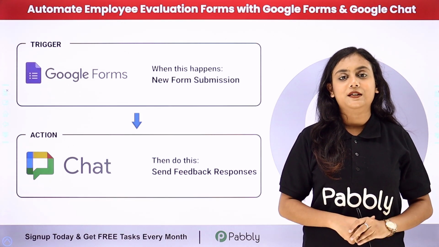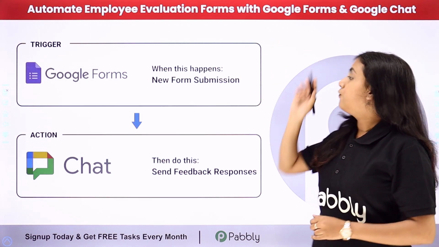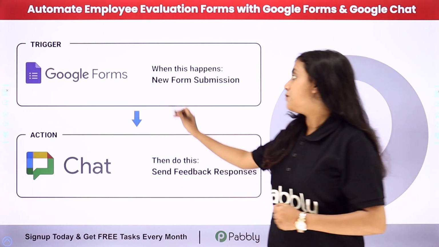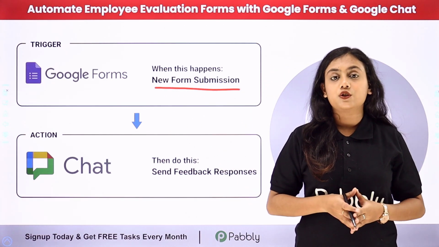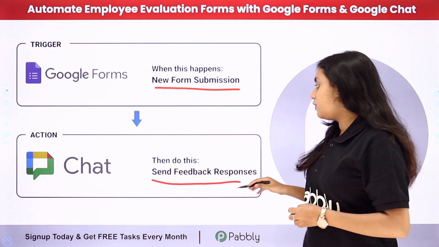In this video, we're going to learn how to automate employee evaluation forms with Google Forms and Google Chat. So here my objective is that whenever a new form submission is done with the help of Google Forms, as I've created an employee evaluation form with the help of Google Forms, a new message should be forwarded on my Google Chats of the feedback.